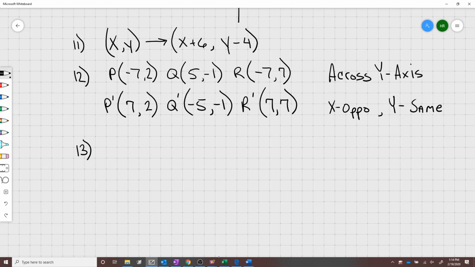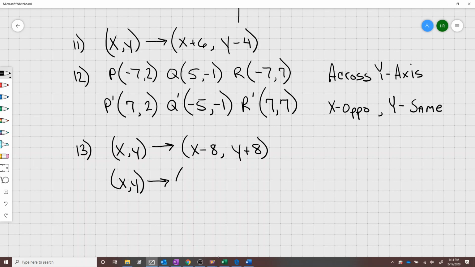What translation rule can be used to describe the result of the composition? You've got one translation that says for every (x, y), x is -8 and y is +8. Then you're going to move the shape again, and you're going to take x -2 and y -9. And you're basically going to determine the result or the combination.